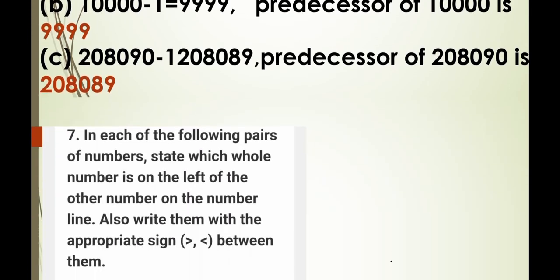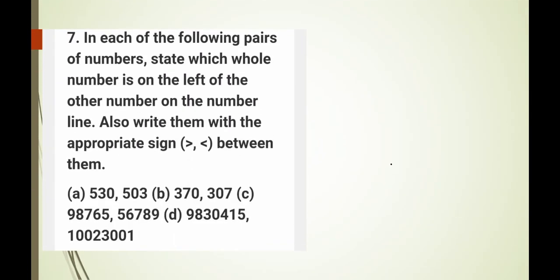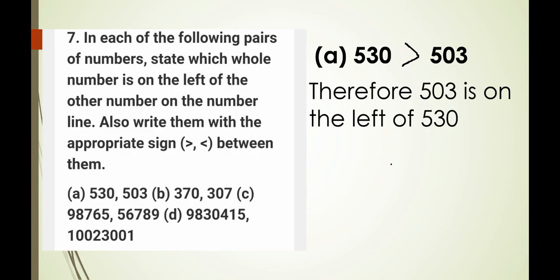Okay. Now, in each of the following pairs of numbers, state which whole number is on the left of the other number on the number line. Also write them with the appropriate sign, greater than or less than. We'll see the first question. 530 and 503. You know that 530 is the biggest number, 503 is the smallest number. So we'll write like this. We'll use the greater than sign. Therefore, 503 is on the left of 530.